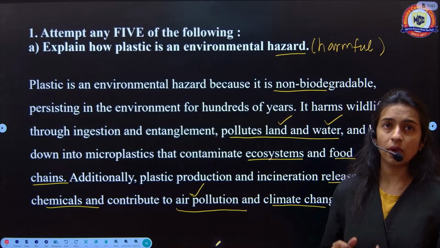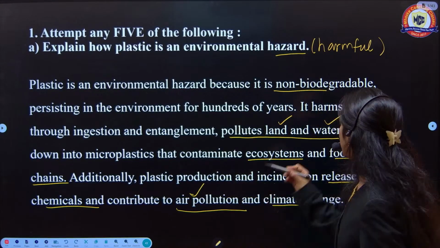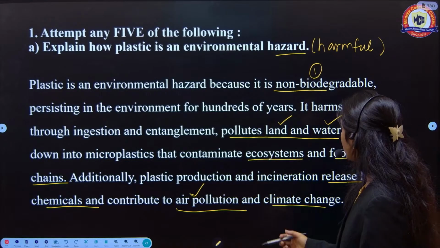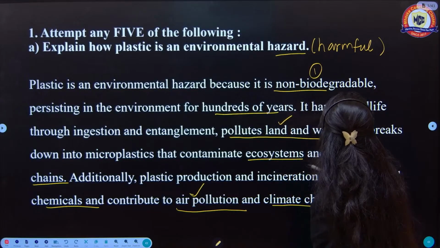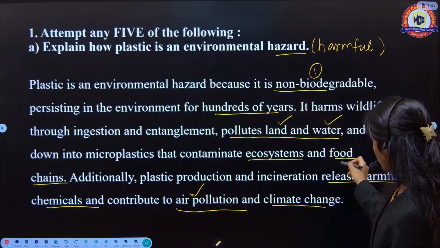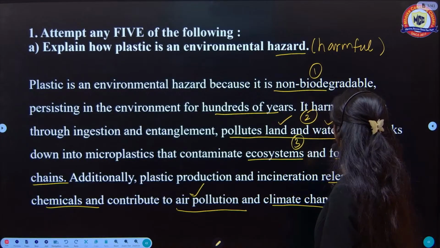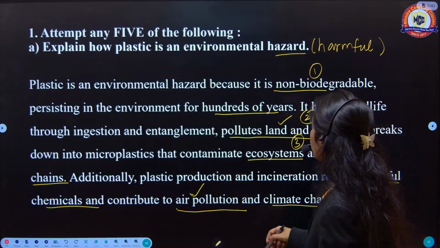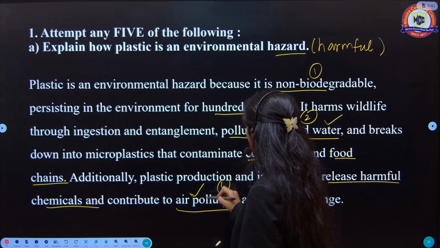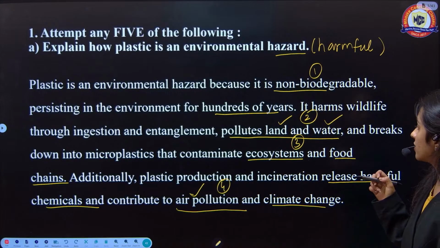So these are the points you have to keep in mind while writing about plastic. First one is, it is non-biodegradable, that means it won't dissolve in soil for hundreds of years. It harms wildlife through ingestion and entanglement. It pollutes land and water, that will be the second point. Then it will break your ecosystem and food chain, which will be the third point. And your fourth point is, while making plastic, it releases harmful chemicals which cause air pollution. So for 2 marks, you will write these 4 points. Okay.